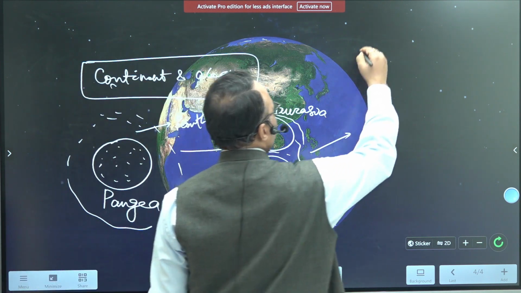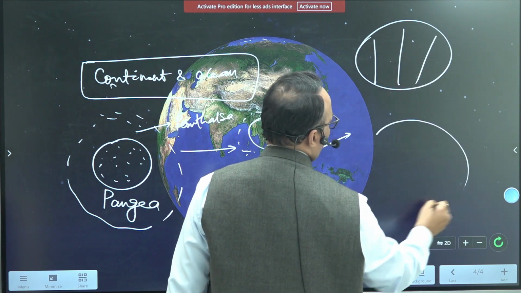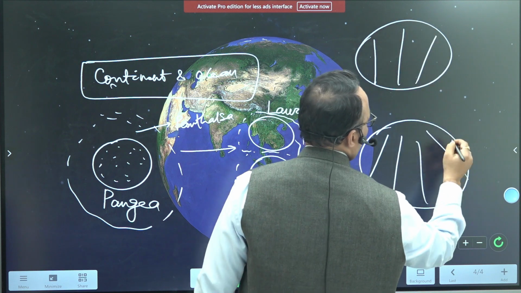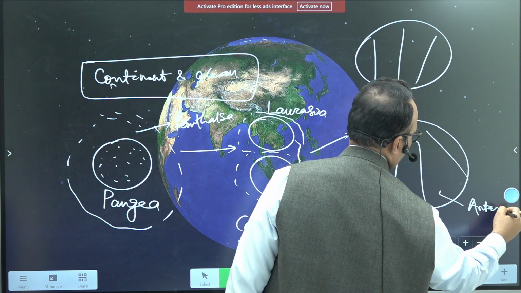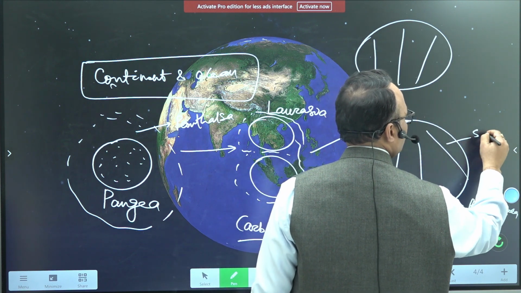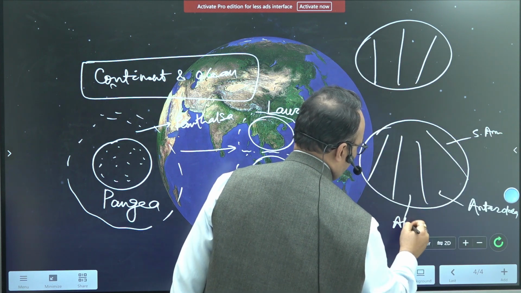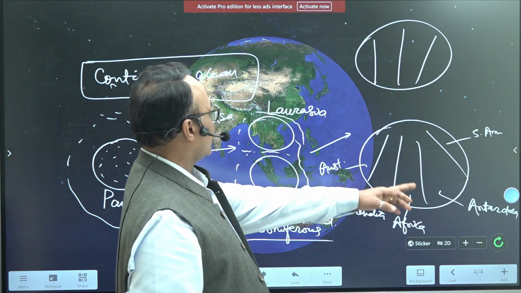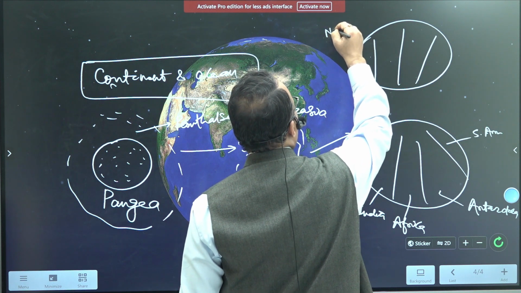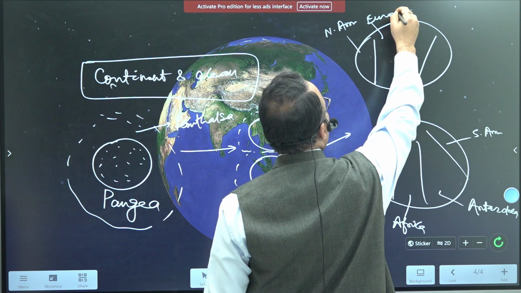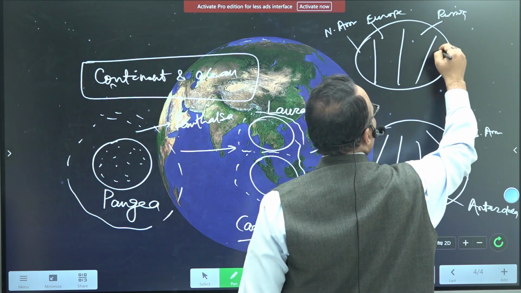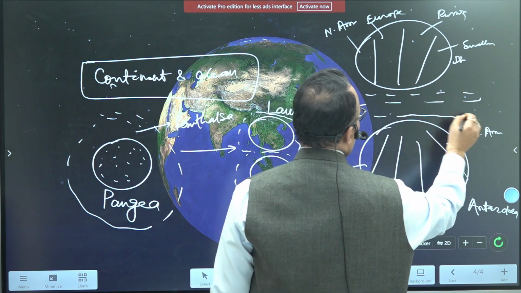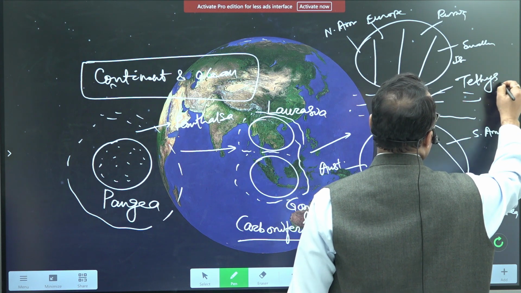Further onward, Laurasia got divided into 5 parts, and Gondwana land also got divided into 5 parts. So there were Antarctica, then South America, Africa, India, Australia. These are the different names that you need to remember. All these continents came out of the Gondwana land. Here you observe North America, then Europe and Russia and smaller islands. In between there was the ocean that was called the Tethys Sea.